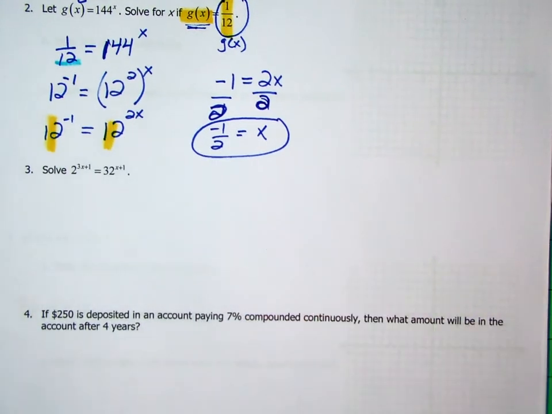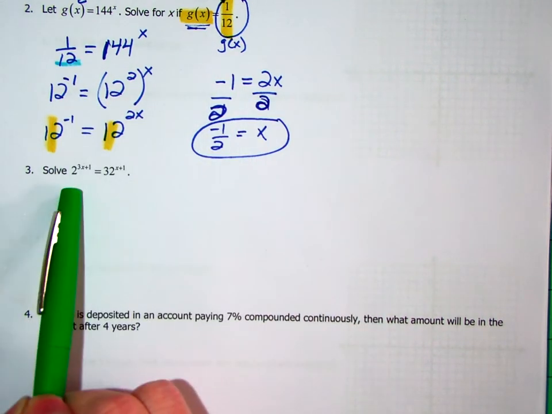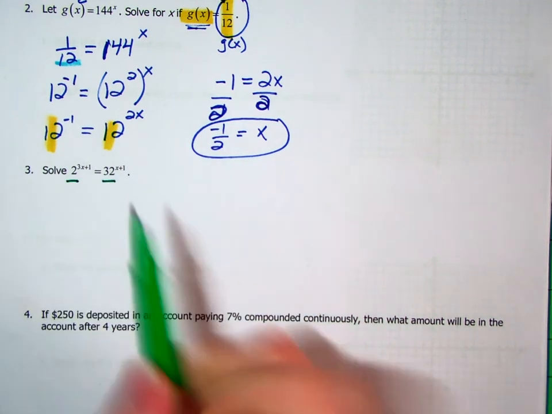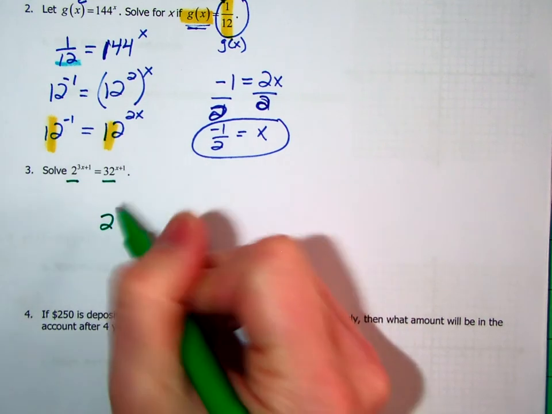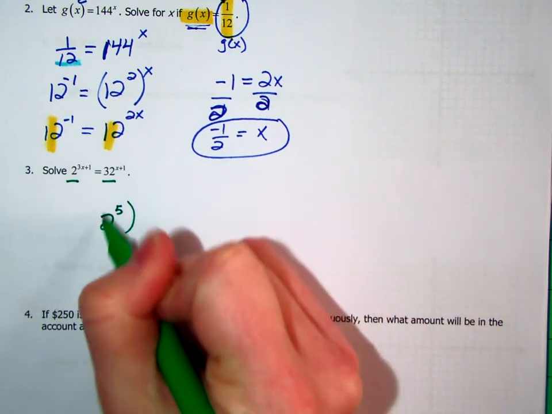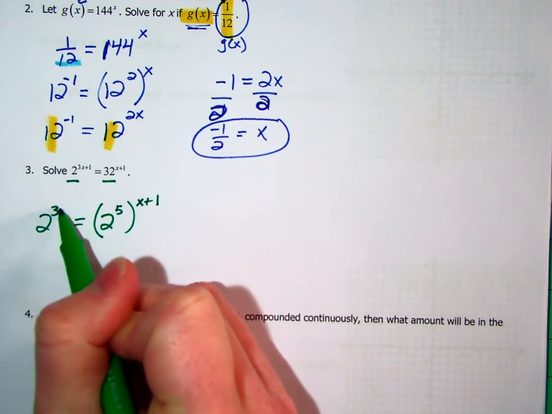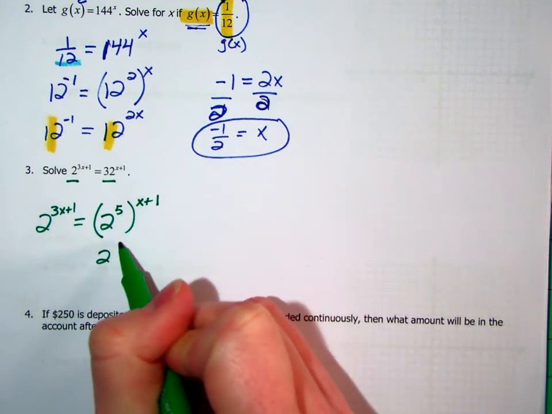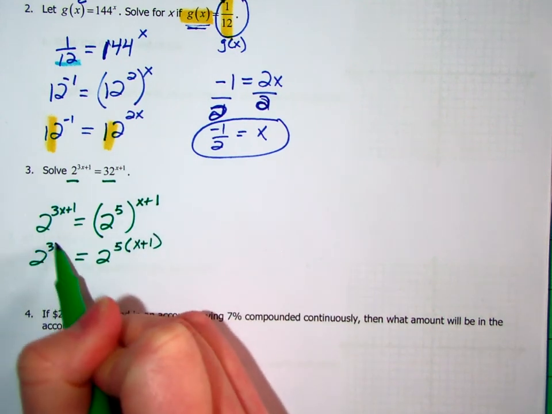For number 3, we're doing basically the same idea as number 2, but we're just skipping a step. We don't have to do the substitution step here. They've already set it up for us. So when I look at my bases, I have a base of 2, I have a base of 32. Well, I can change 32 into base 2 so that I have the same bases, because 2 to the 5th power is 32. And then we'd raise that to the x plus 1. So then we'd have on the other side still 2 to the 3x plus 1. Now remember, exponent to an exponent means we're multiplying them. So this is really 2 to the 5 times x plus 1 equals 2 to the 3x plus 1.